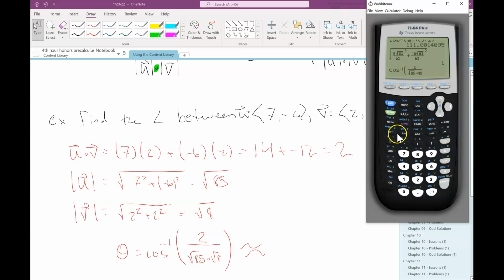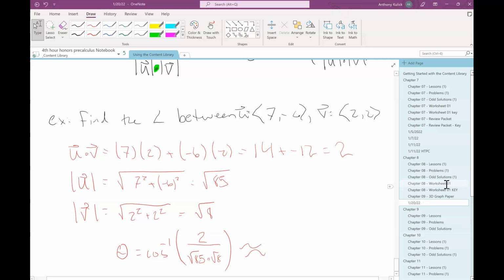Everybody so far so good? Oops. What did I do there? So when I do that, I get 85.6 degrees. Again, pretty easy formula to do. You just have to keep in mind what you're doing. Everybody's cool?